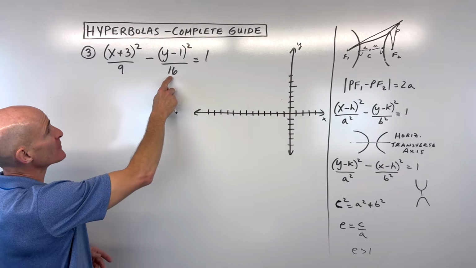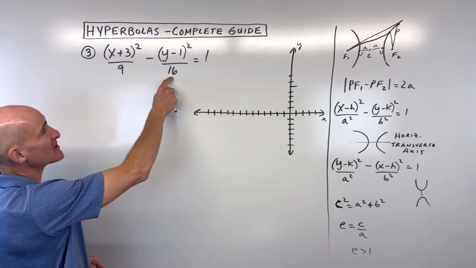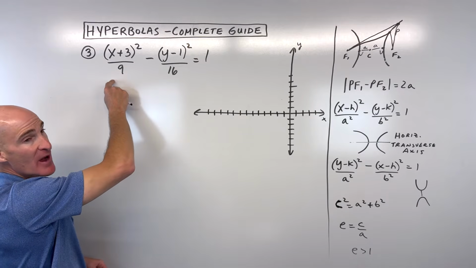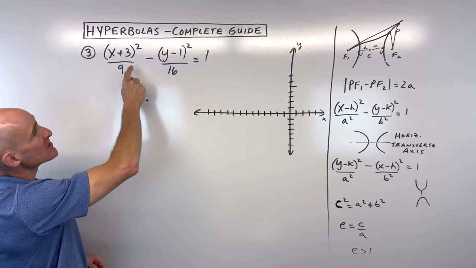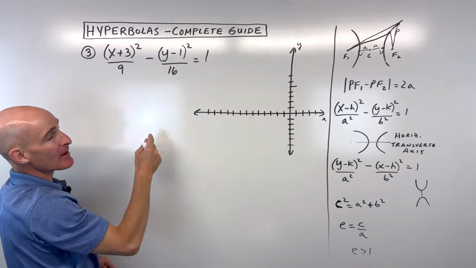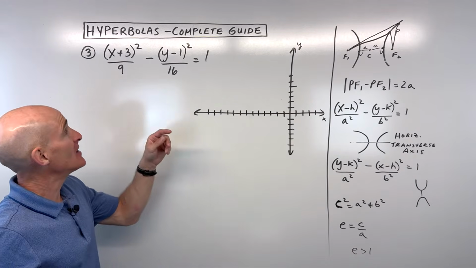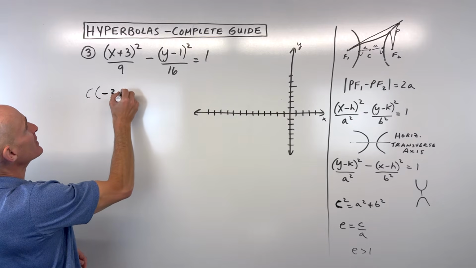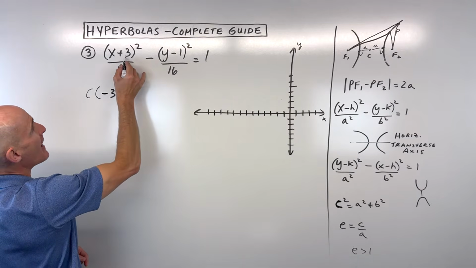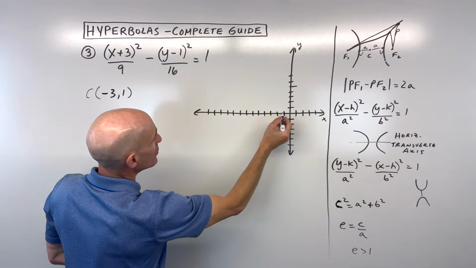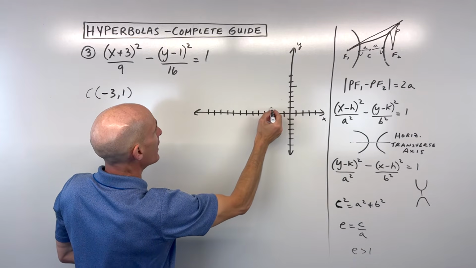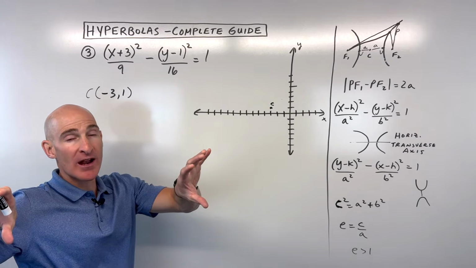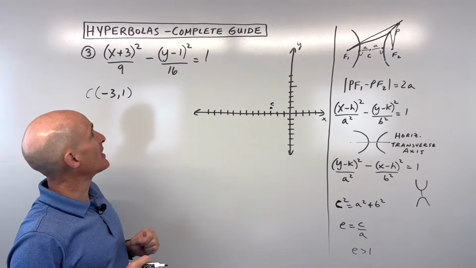So sometimes students get confused. They think, oh, this is larger, this is my a squared. That's only for ellipses when you're adding. For hyperbolas, a squared is underneath this positive term. Now notice this one has an h and a k value. That means our center is being shifted. So the center here is going to be at -3, 1. Remember, it's always the opposite of these signs. So we're going to go left 3, up 1. There's our center. Again, it's opening in the horizontal direction, or it has a horizontal transverse axis.